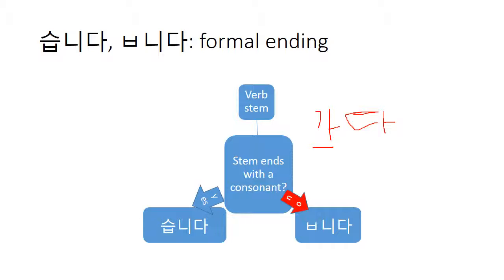The stem ends with a consonant. The condition is whether the stem ends with a consonant or not. If the stem ends with a consonant, then you have to use 씁니다. Otherwise, it's all ㅂ니다. So you take this ㅂ below the vowel stem, and it becomes part of the initial syllable.